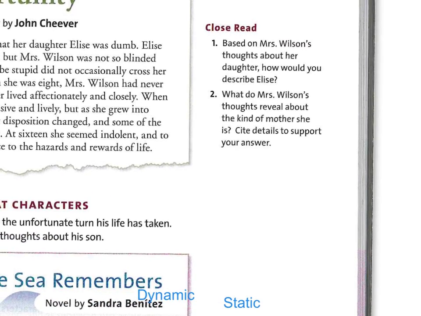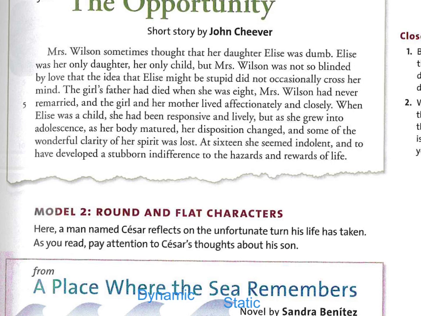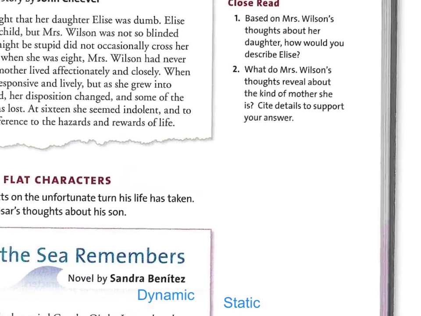So based on Mrs. Wilson's thoughts about her daughter, how would you describe Elise? Okay, she says she's stupid, but she said when she was a child, she was happy, right? And that as she became a teenager, she changed, and some of her happiness is gone. And now she seems very stubborn and indifferent. Also pay attention to this. Her dad died. Okay? That might have a role here.